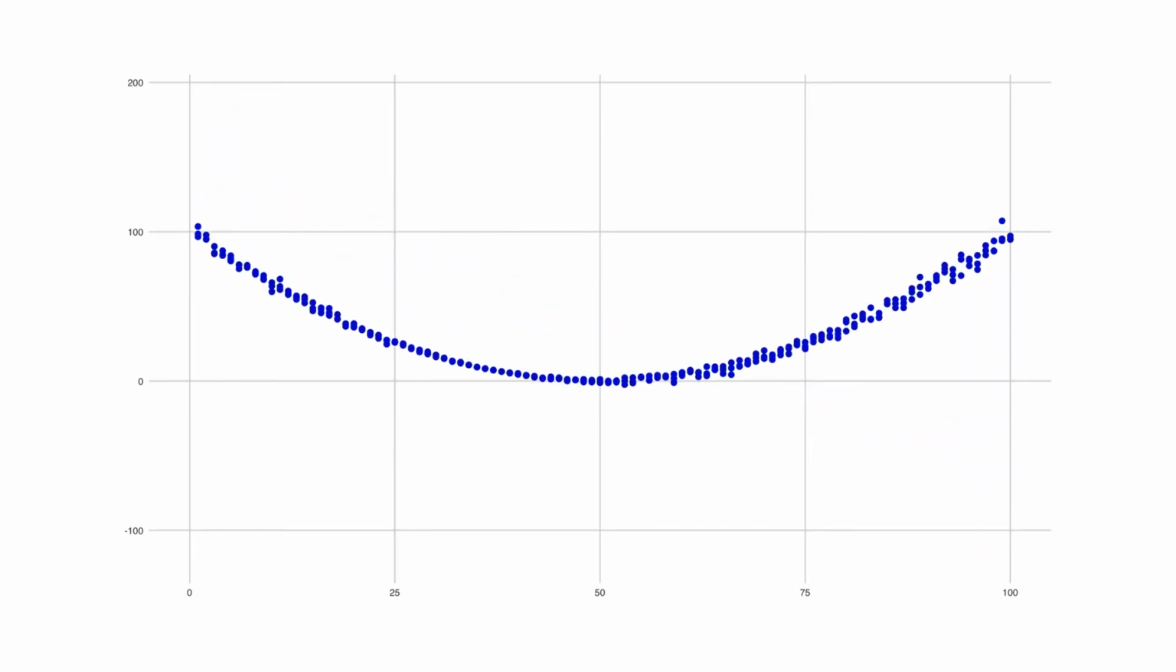Now, what if the data followed a pattern like this? The pattern is very clear, and it's a very strong relationship. However, the relationship is no longer linear. It turns out that the correlation here is 0.039. So correlation is a number that is only meaningful when we're considering linear relationships.